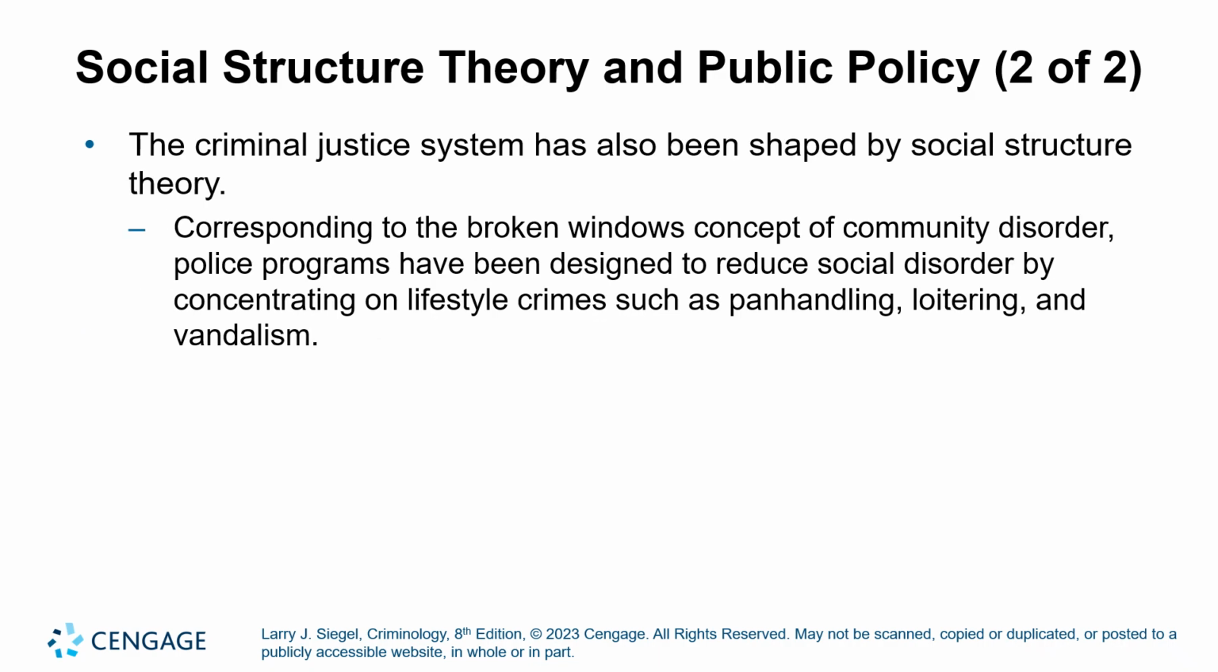Social structure theory has also influenced how the criminal justice system responds to crime. One example is the broken windows perspective, which links visible social disorder to more serious crime. Based on this idea, some police programs focus on reducing disorder by addressing lifestyle crimes, such as panhandling, loitering, and vandalism. The goal is to restore order within communities and strengthen informal social control. This approach reflects the broader idea that community conditions matter when it comes to crime prevention.